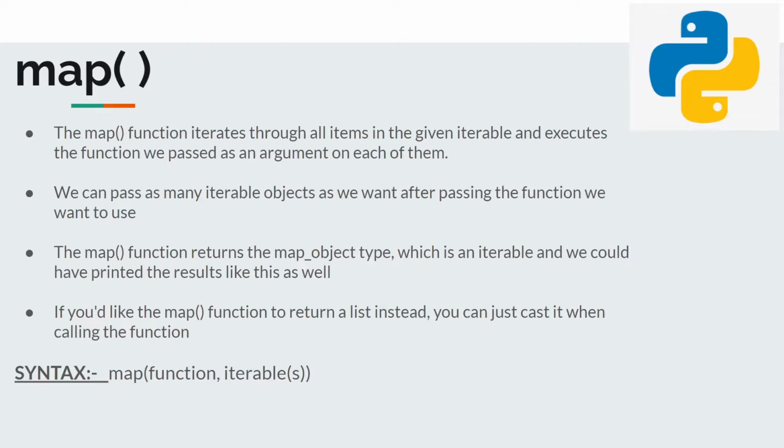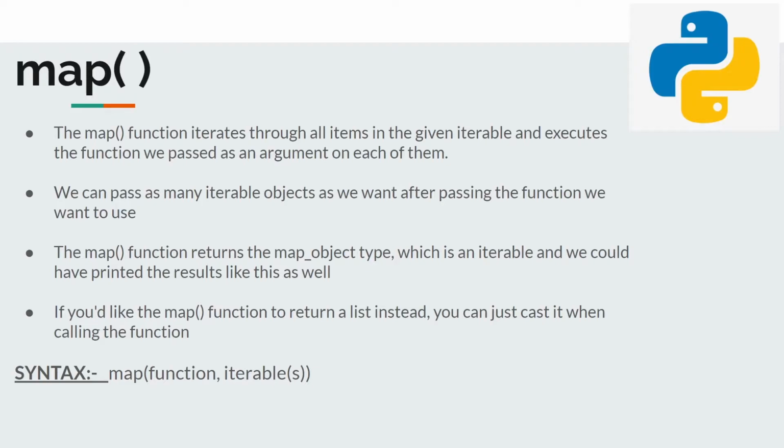In today's video, we're going to talk about what the map function and the filter function are. First, let's look into what a map function is. The map function iterates through all items in the given iterable and executes the function we passed as an argument on each of them. So we can pass as many iterable objects as we want after passing the function we want to use.